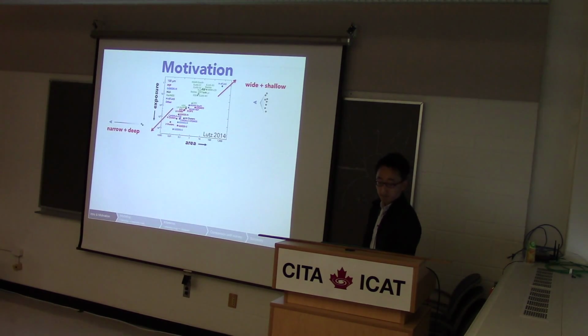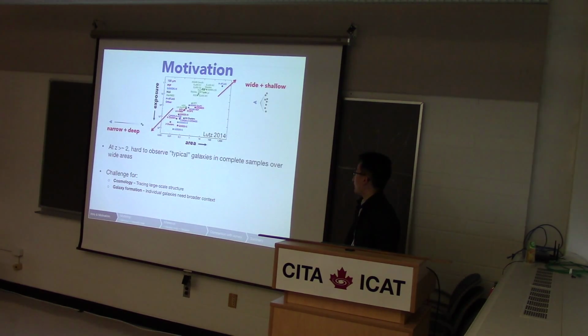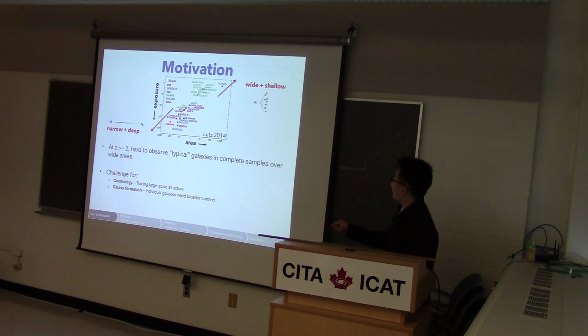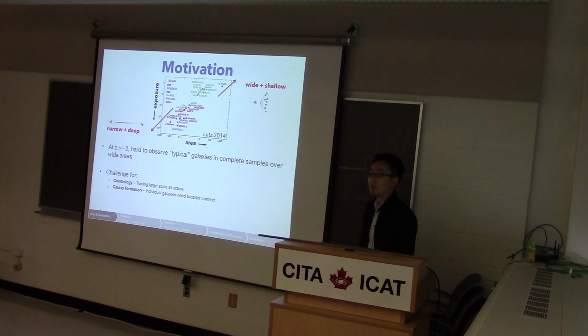Right? What this means is that at redshifts above 2, it's hard to observe typical galaxies in complete samples over very wide areas. And this trade-off here is rather fundamental, right? Because as long as we're collecting photons, we're going to run into this problem. There's no way that we have at the moment to go both wide and deep, right? But this issue presents a challenge for 2 related fields in particular. The first is cosmology, and the second is galaxy formation.